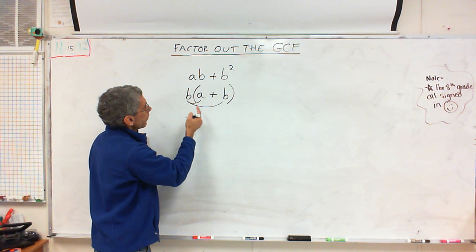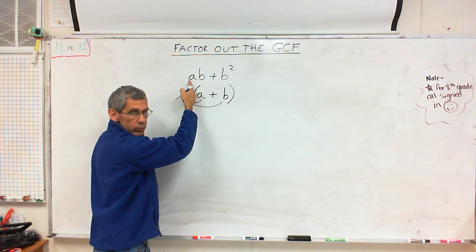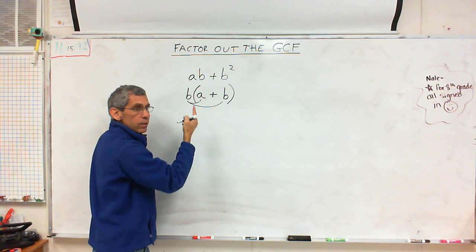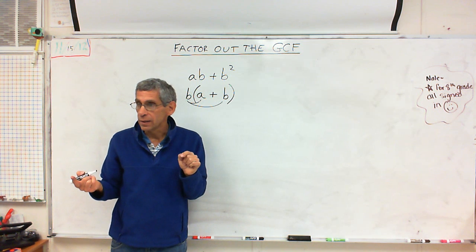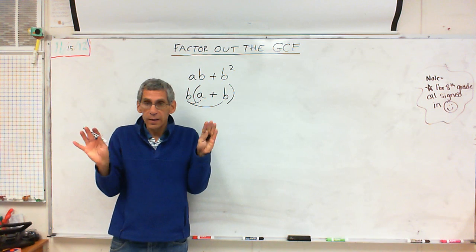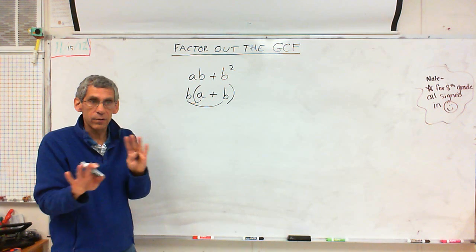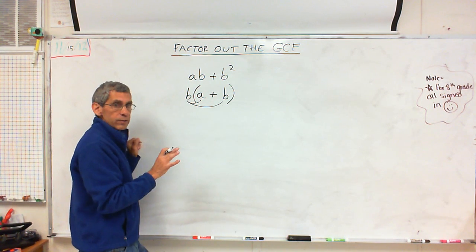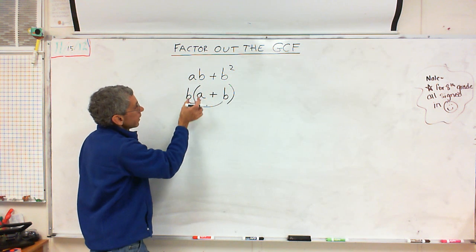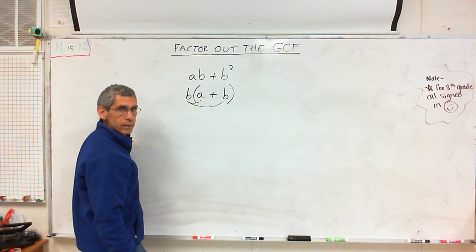I'm going to just check it using my distributive property. b times a is ab, or ba. Doesn't matter which way I write it, because multiplication is, does anybody remember that property? Commutative, right? It can be either way. ab is equal to ba. They're the same thing. So that's right. Now b times b is b squared. Yes, there we go. We did it.